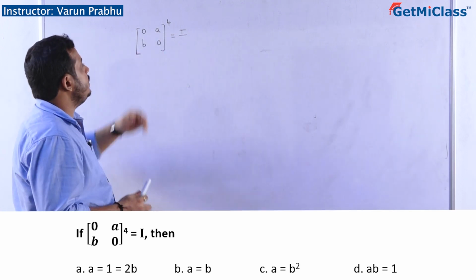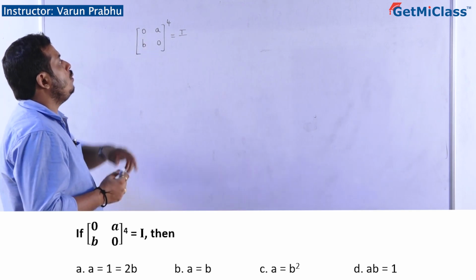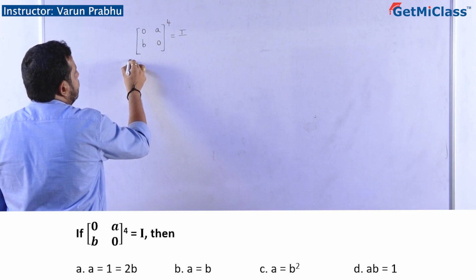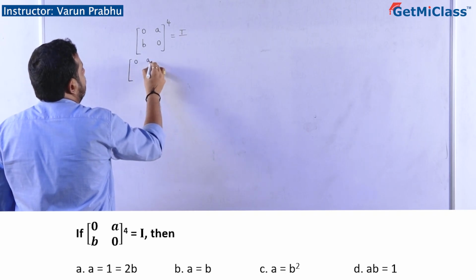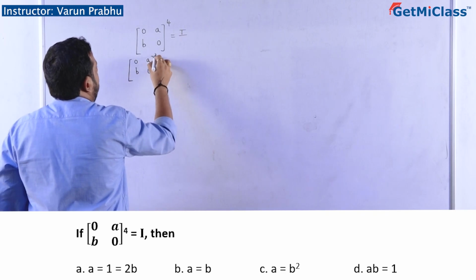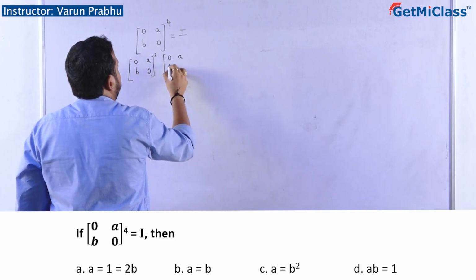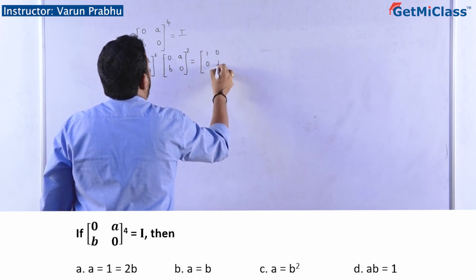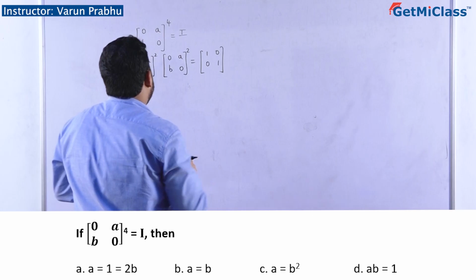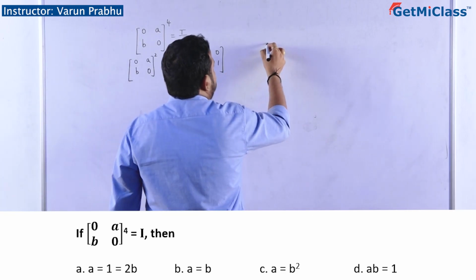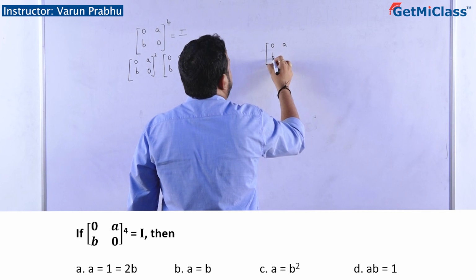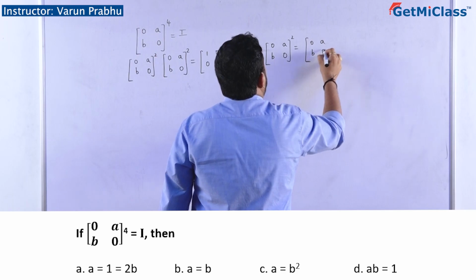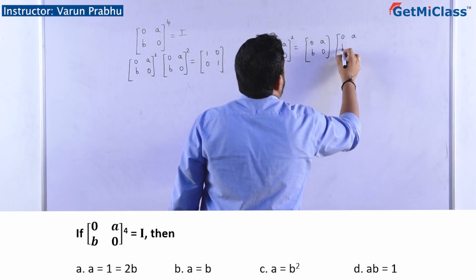If you look at this question, students, it's given in the problem that the matrix [0 a; b 0] to the power of 4 is equal to I. So we can break this like this, no? We can break [0 a; b 0] squared into [0 a; b 0] squared multiplied by [0 a; b 0] squared, that is equal to [1 0; 0 1]. Is it right? So we'll find out [0 a; b 0] whole squared, that is equal to [0 a; b 0] multiplied by [0 a; b 0].